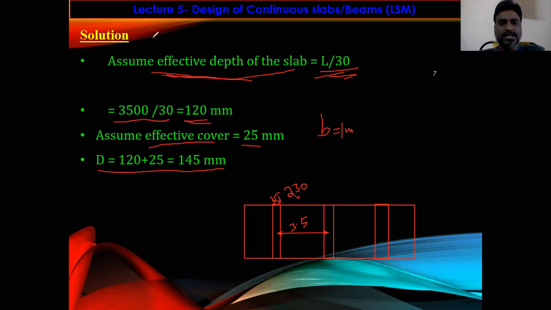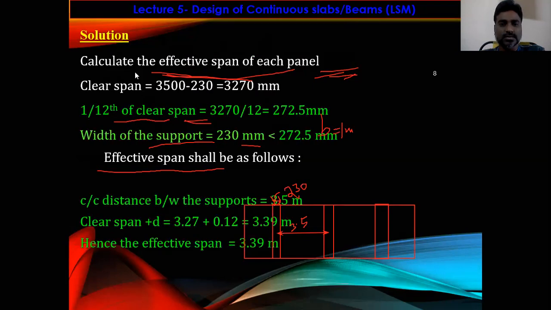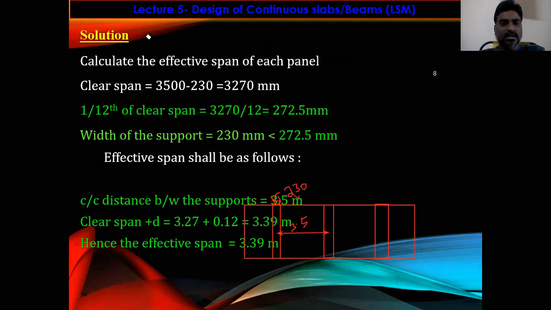So the next step is you need to determine the effective span. So here it is a one-way slab, so you have to calculate only the shorter span direction, right? Next is the calculation of effective span of each panel.